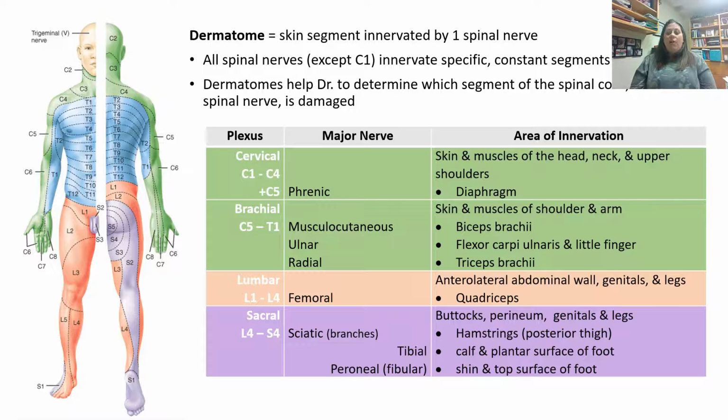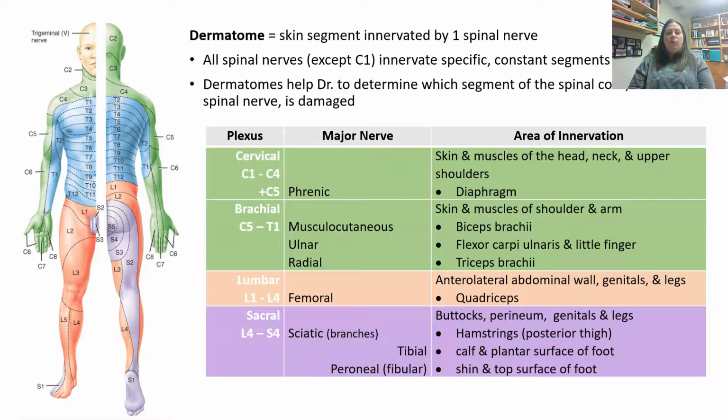The lumbar is L1 through L4. One of its major nerves is the femoral. This one is going to specifically talk to the quadriceps, and we see that it's going to innervate the areas of your anterolateral abdominal wall, genitals, and legs.